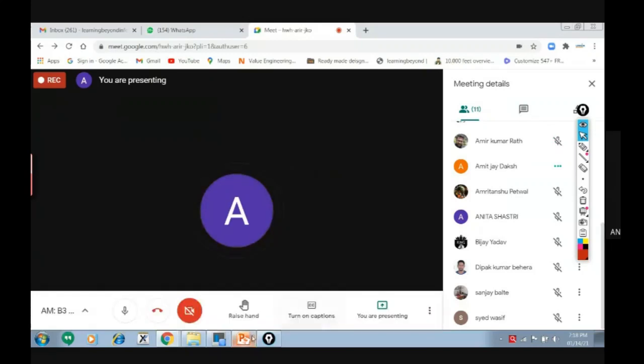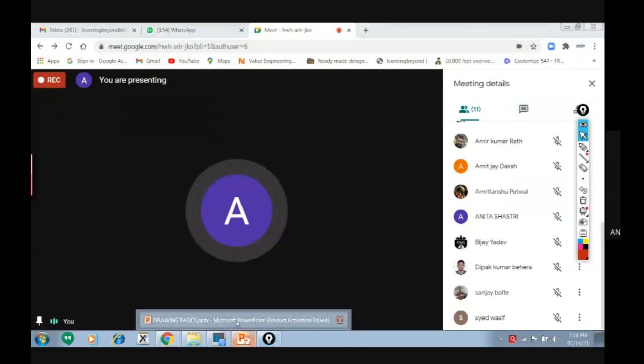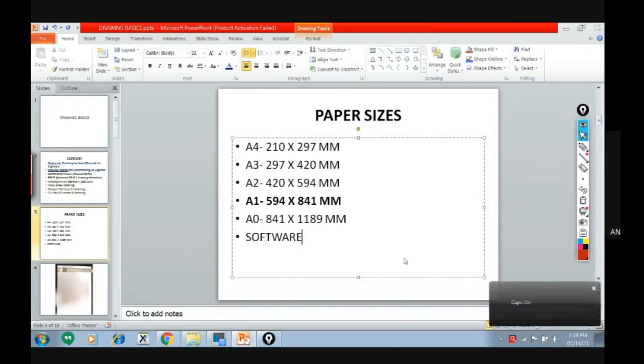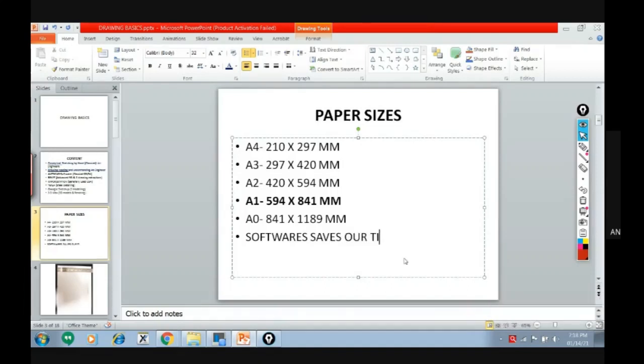Yes. Actually, why do we use softwares? The most important point in software use is that it is saving our time. It's very fast. Softwares save our time, that is the most important point. That means we can finish the project within very less time, and it can do reworking very easily. So what is reworking? You can understand easily.